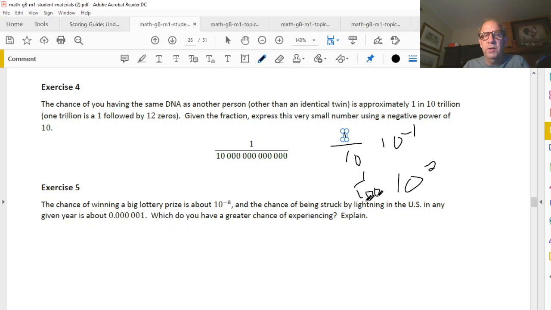So we're counting the digits again. So 1 zero, negative 1, 2 zeros, negative 2, 3 zeros, negative 3, 4 zeros, negative 4. We're going to keep going. So we have 3, 6, 9, 12, we have 13 zeros. So we've got 10 to the negative 13. It's that simple. All right.